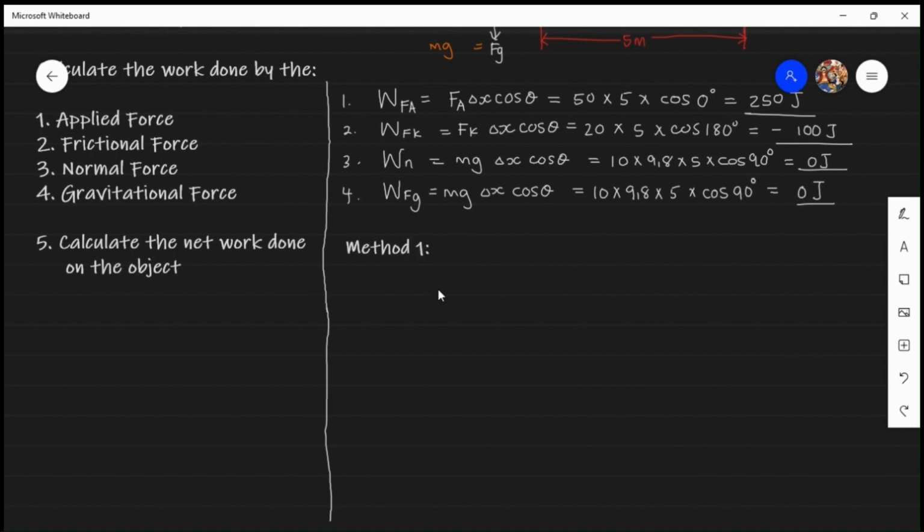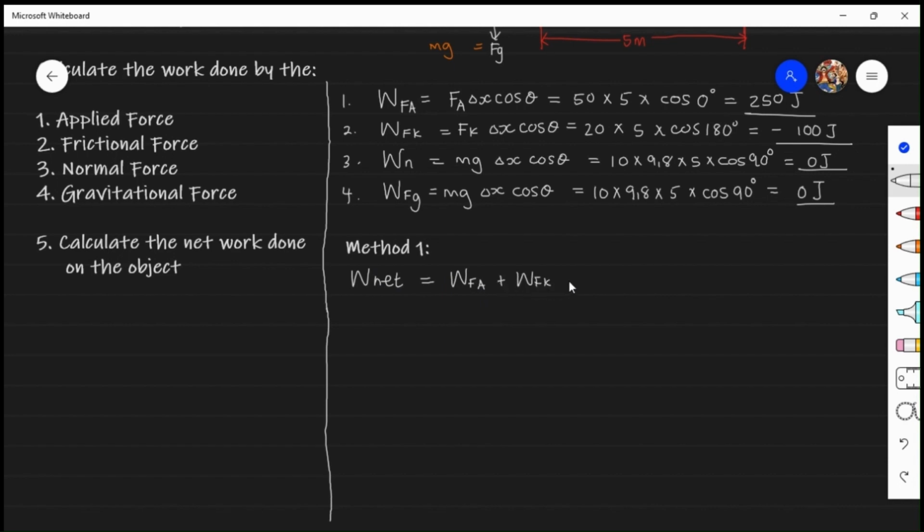So as previously discussed, method one is to add up all the individual works, and that will give us the net work done on the object. So our formula is work net equals the work done by our applied force plus the work done by our kinetic frictional force plus the work done by Fg plus the work done by our normal force.